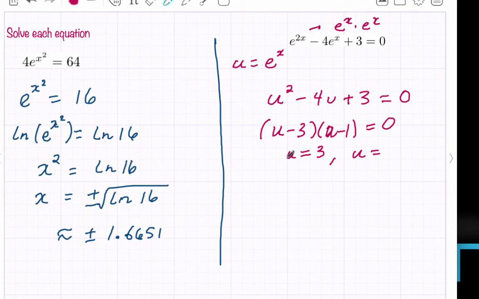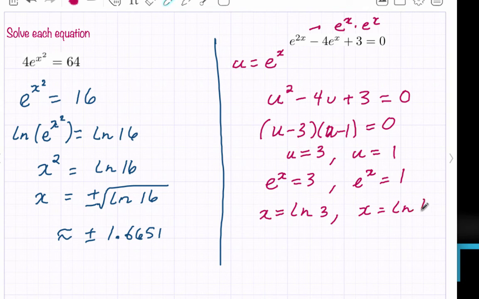But we know what u is. u is e to the x. So we have e to the x equals 3 and e to the x equals 1. Now we have to solve these equations by taking the natural log of both sides. The natural log of e to the x is just x. So x is going to equal the natural log of 3, or x is going to equal the natural log of 1, and we know that the natural log of 1 is 0, so x equals ln of 3, or x equals 0.